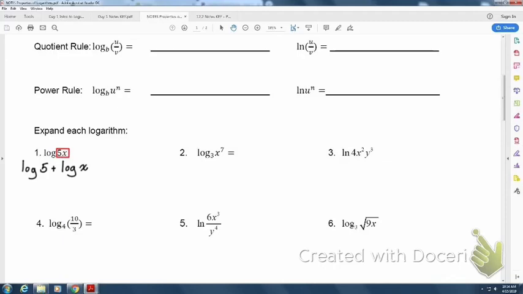Coming over here to number 2, I've got log base 3 of x to the 7th. So this is my power rule, the third one that we talked about. And I can expand exponents by using coefficients. So I just take that 7 and I just move it to the front. Make it a coefficient. There you go.